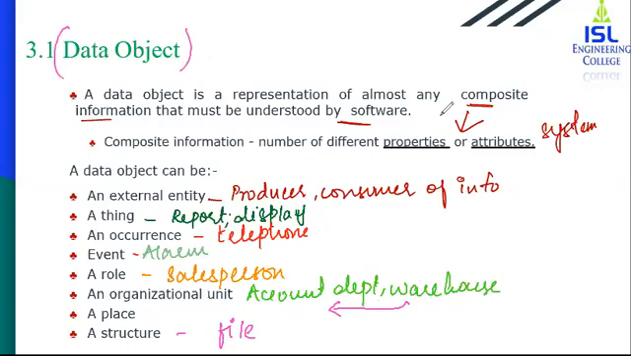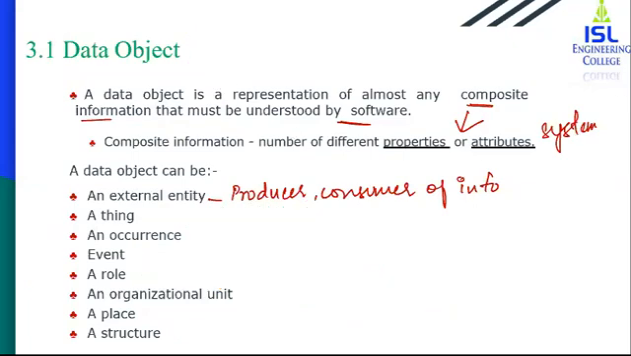A data object represents any composite information that can be understood by the software. Composite information means either the properties or attributes. Then these are the different examples of data objects. It can be the producer, consumer, a report, a telephone call, an alarm, a salesperson, an accounts department. So these are the different examples of data objects.